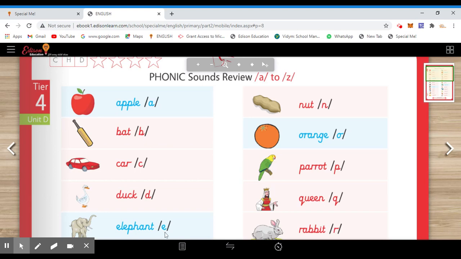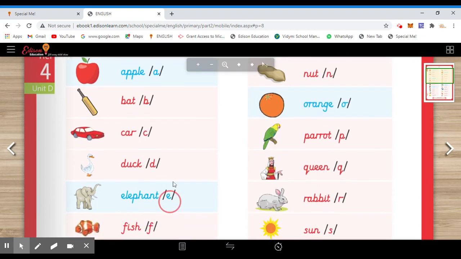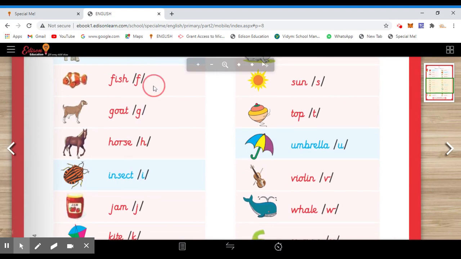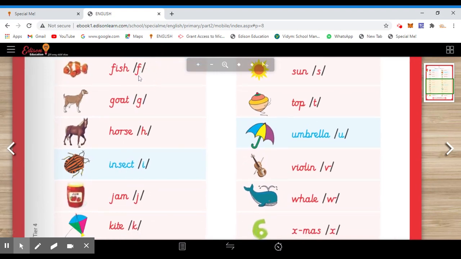Next, which letter is this? This is letter E. E a elephant. Now look at the next letter. Which letter is this? This is letter F and F is a phonic sound of letter F. F for fish.